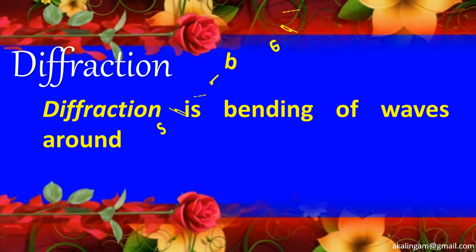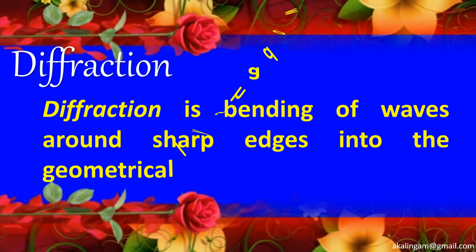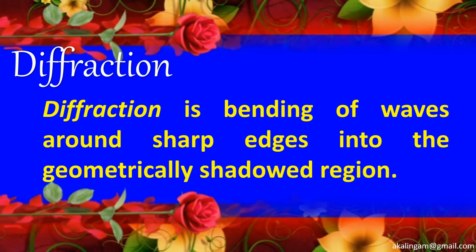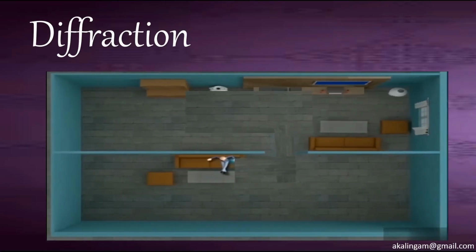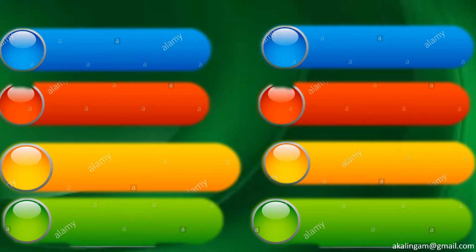Definition of diffraction: Diffraction is the bending of waves around sharp edges into the geometrically shadowed region. This is an example of diffraction. Here you can see the bending of waves into a geometrically shadowed portion. This is called diffraction. An example picture of diffraction.